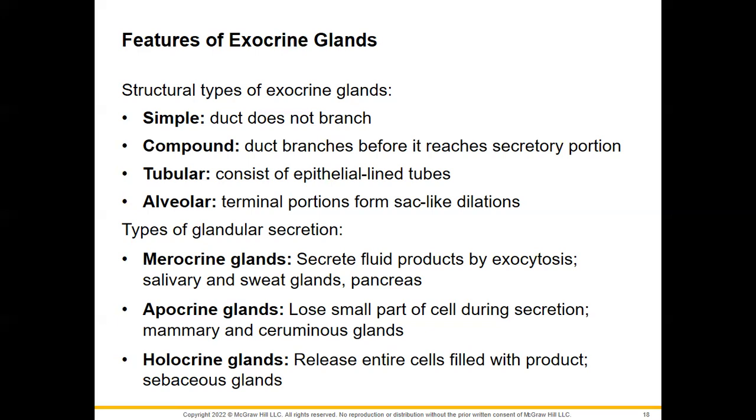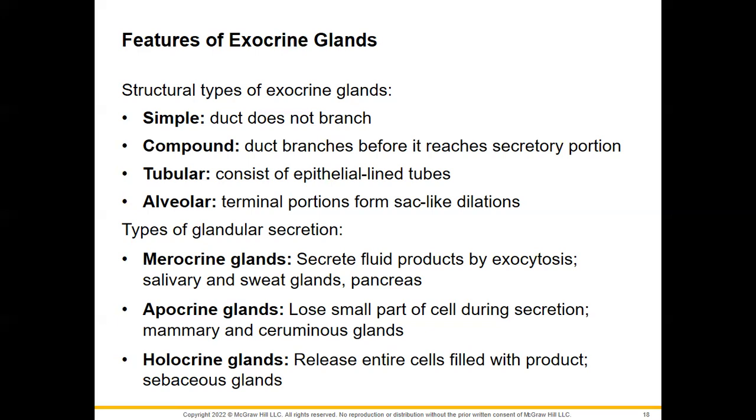It can be tubular or alveolar. Tubular means that it consists of epithelial-lined tubes that are lined by epithelial tissues, or it can be alveolar. The ends of the glands can look like little sacs, little sac dilations, all right? So tubular, meaning that they look more like tubes, or alveolar, meaning that they look less like tubes and more like a sac on the end. And we'll see an image of these in just a moment.